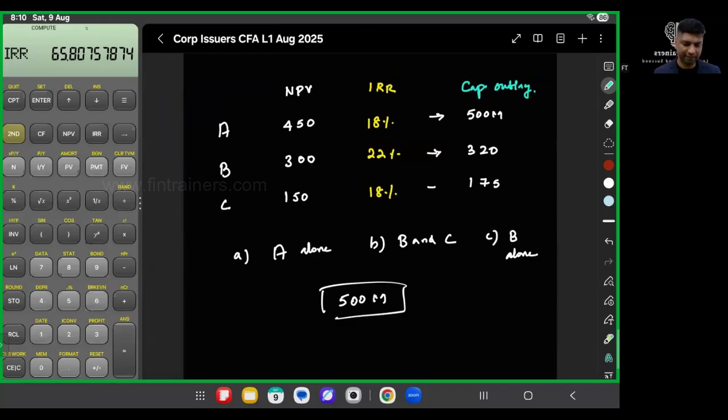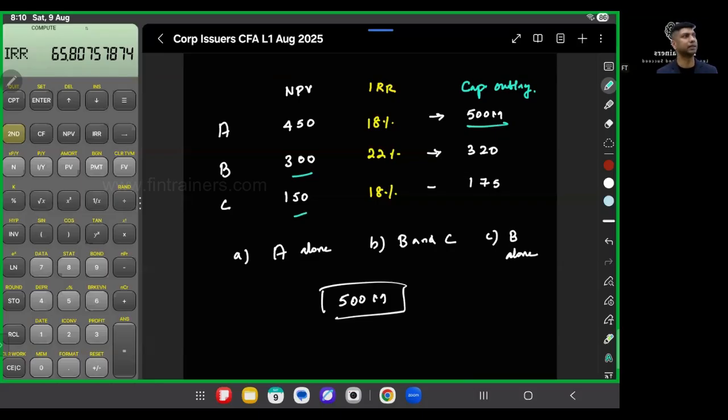So we have a maximum of 500 million that we can spend, and we have to look at the capital outlay. So if I do project A, I can't do any other project. If I do project B, I'm left with 180, so I can also do project C. Okay, I have money to do it. And so in that case, I would do B and C or A, because I will not just do B, because these projects are NPV positive.